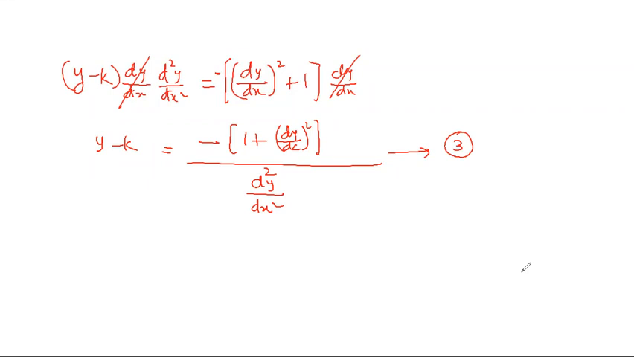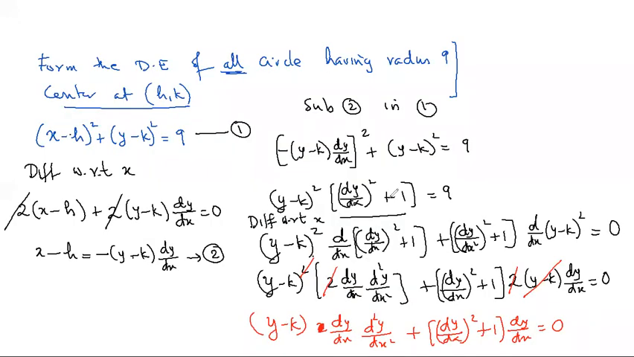So we have to only eliminate y minus k from here. Where was our y minus k? Here. This I call equation number A. So just replace here, you will get the answer. If you remove this y minus k from here, you will get your answer. So substituting in A.